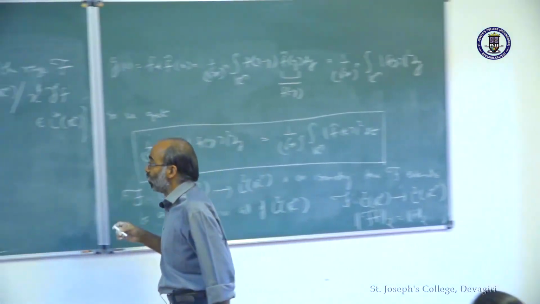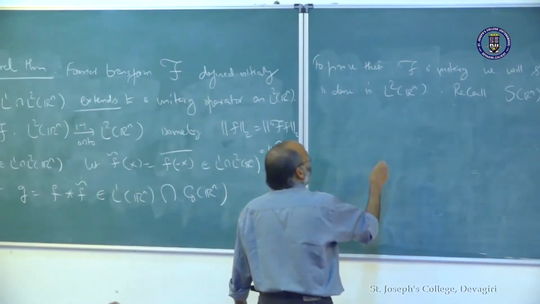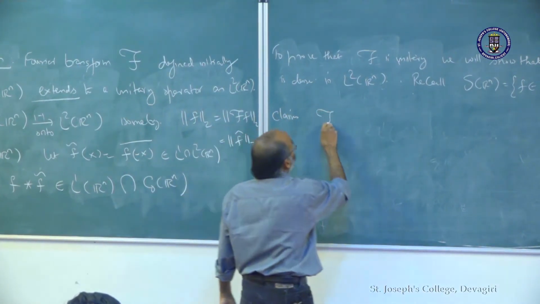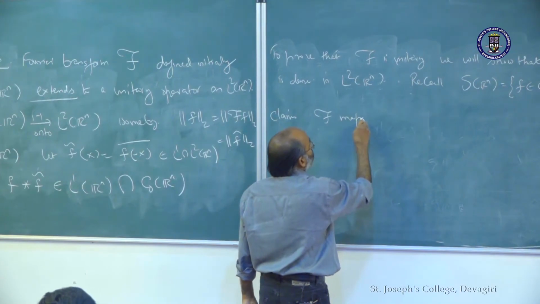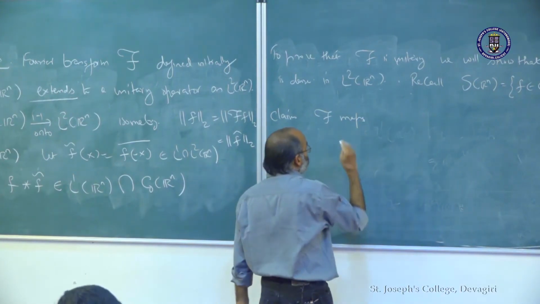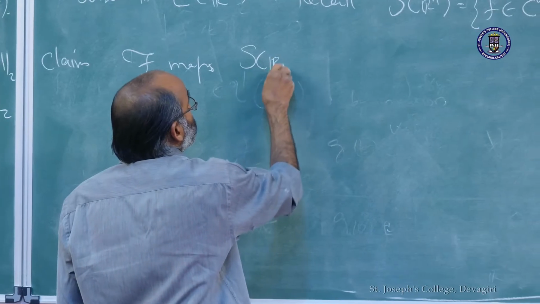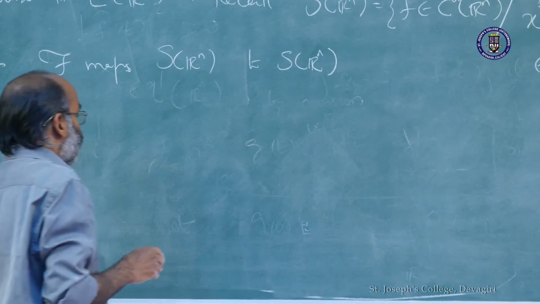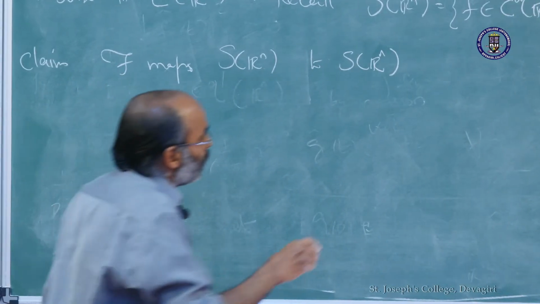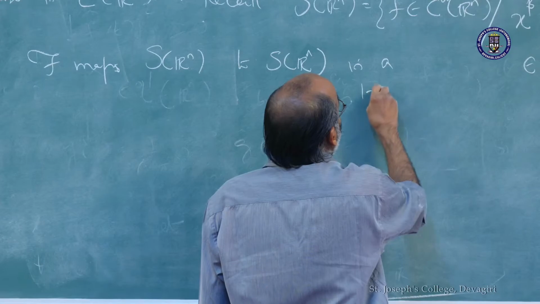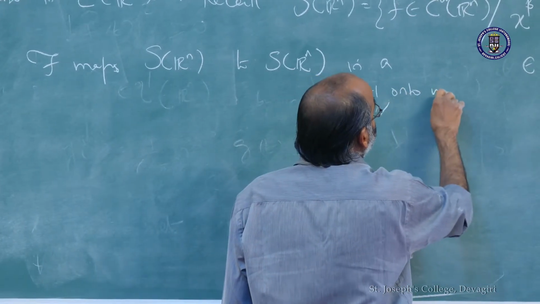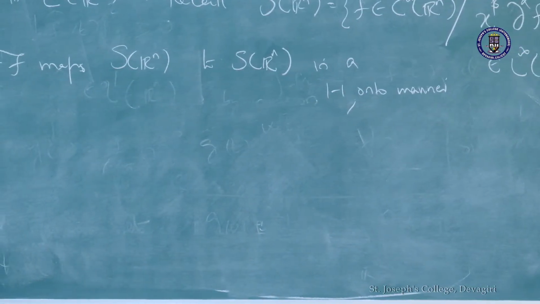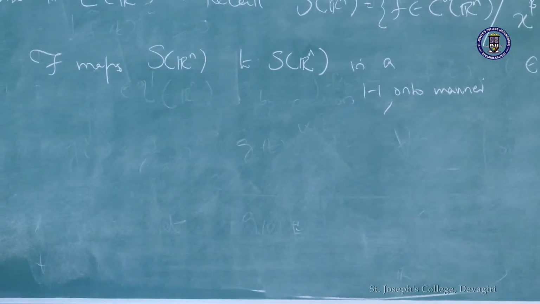Okay. How do we do this? So, let us start with one way. The claim is that script f maps the Schwarz space on Rn to the Schwarz space of Rn. In fact, it is 1-1 and onto, in a 1-1 onto manner. Okay, so that is the claim. And if we can prove this claim, then we are done.